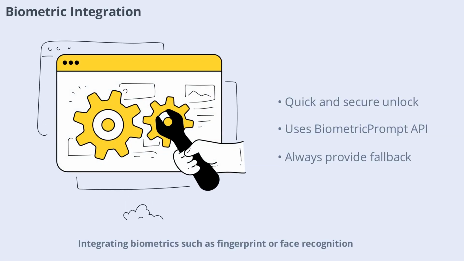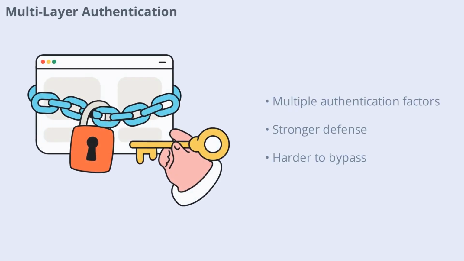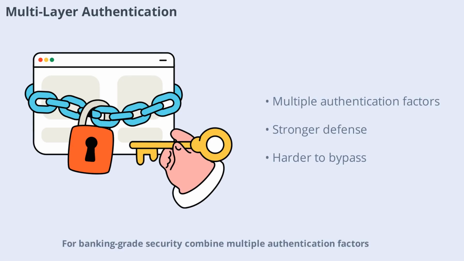Integrating biometrics, such as fingerprint or face recognition, enhances both security and user experience. Android's Biometric Prompt API allows seamless integration, letting users unlock their app quickly and securely. Biometric authentication should always be paired with a fallback like PIN to ensure accessibility and compliance with security standards. For banking-grade security, combine multiple authentication factors: biometrics, something you are; PIN or password, something you know; and device binding, something you have.